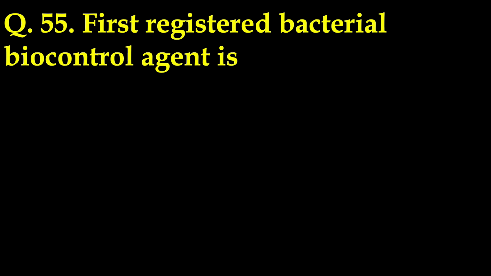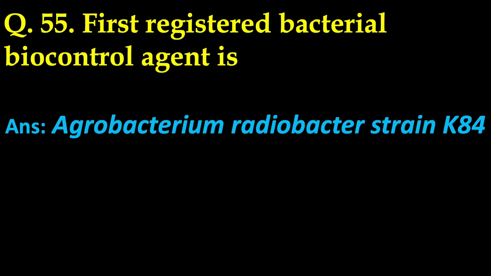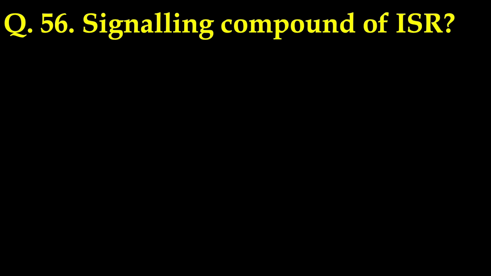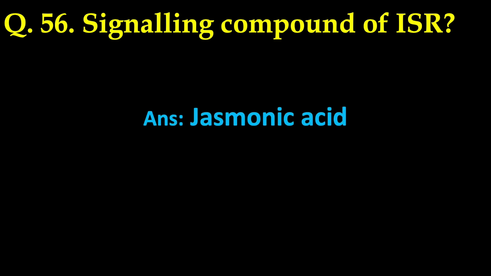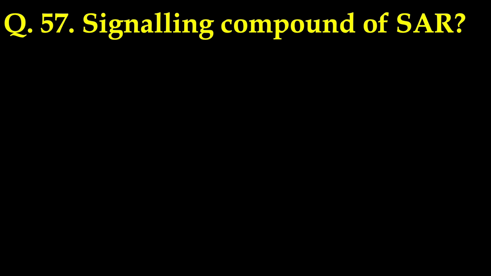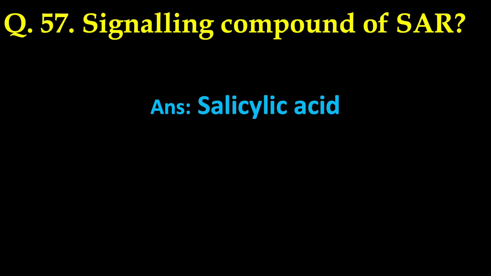This is another question. First registered bacterial biocontrol agent is... The correct answer is Agrobacterium radiobacter strain K84. The signaling compound of ISR, that means induced systemic resistance, is jasmonic acid. This is the correct answer for this question. Another question is on the signaling compound of SAR, that is systemic acquired resistance, which is salicylic acid.